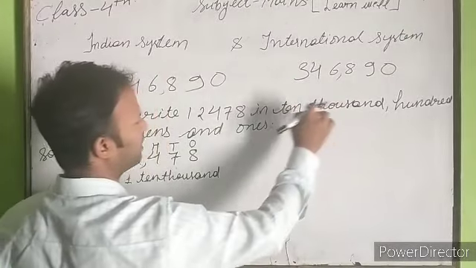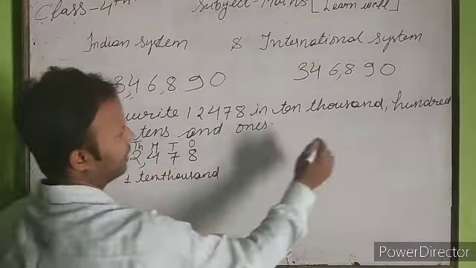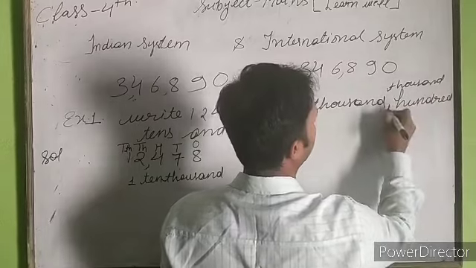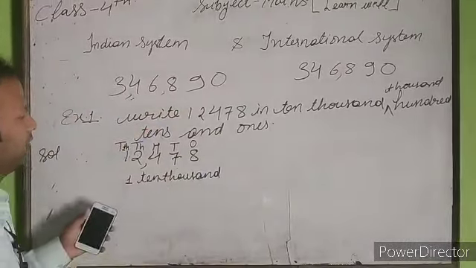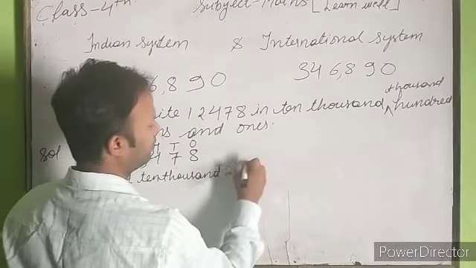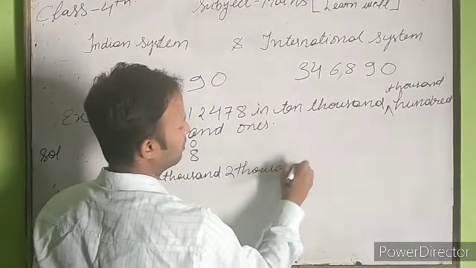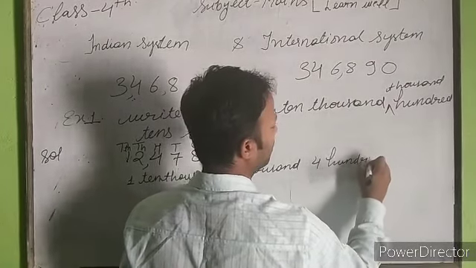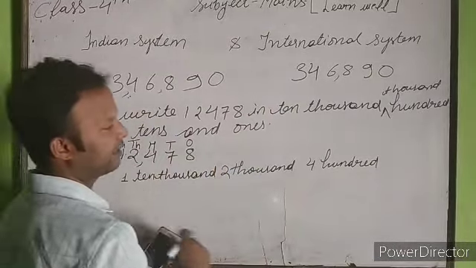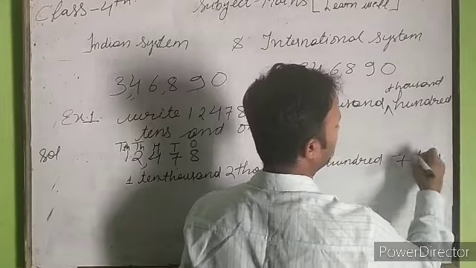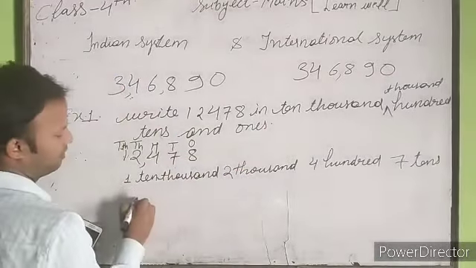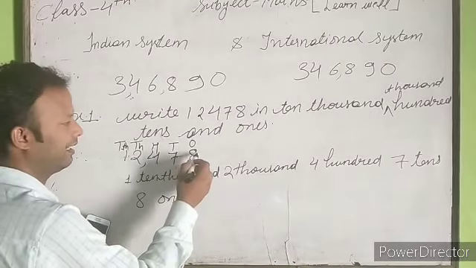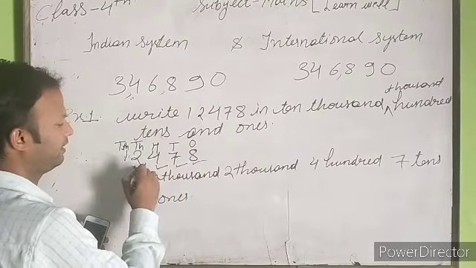How many thousands are there? Here I forgot to put the thousand. So here it is 1000. After 10,000 there is 1,000. How many thousands are there? 2. 2,000. How many hundreds are there? 4. You can write 4, 100. How many tens are there? 7 tens. How many ones are there? 8. It's very simple. You are just counting like this: ones, tens, 100, 1000, 10,000.